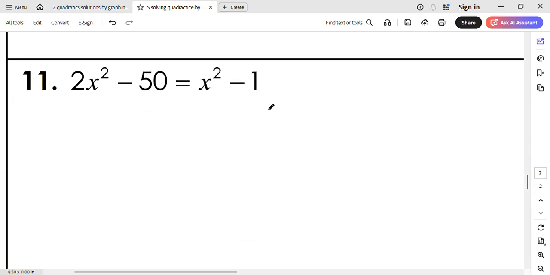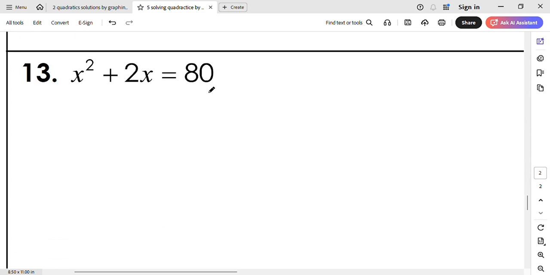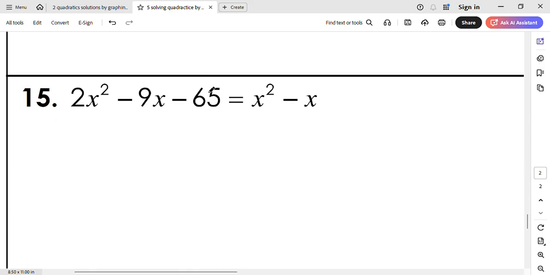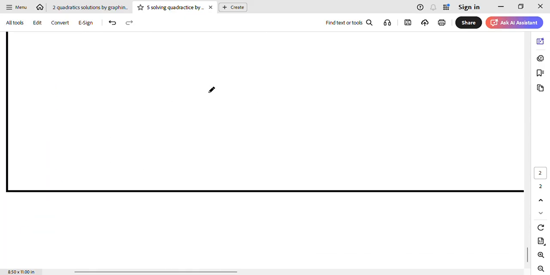Oh, this was pretty wild. How'd you guys do with this one? Let's solve number 11, just because I assigned it, so I want to go over it. Or what's the hardest one that I gave you guys?